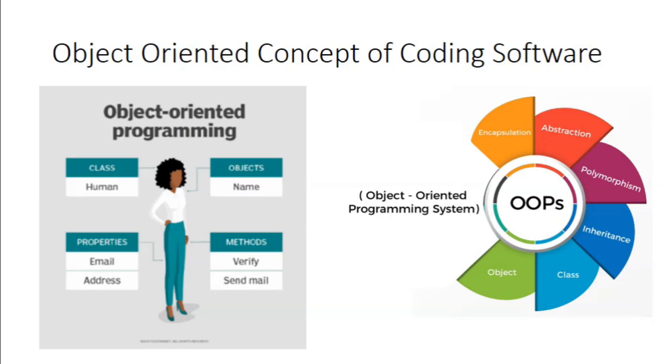As you can see now, object-oriented programming. You can see the class as human. For this example, you have the class as human, then you have the object as name. So the name is the instance of the what? Good. The name is the instance of the what? Human. The name is the instance of the human.